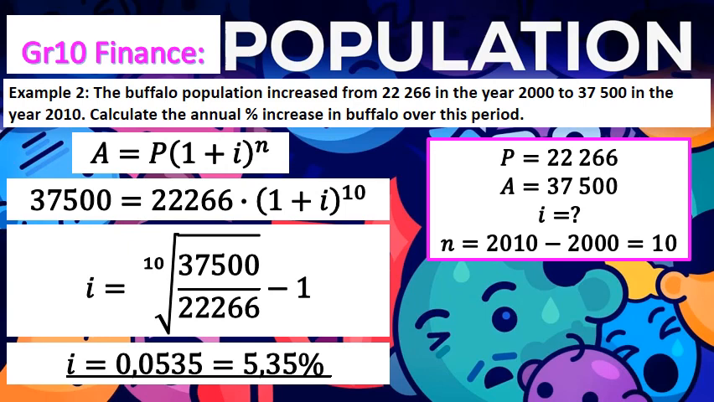Okie doke, so now we're on to exercise 12.6. And it's only question 1, 2, and 3. Really, really easy. Off you go.